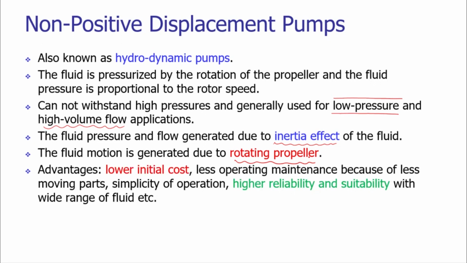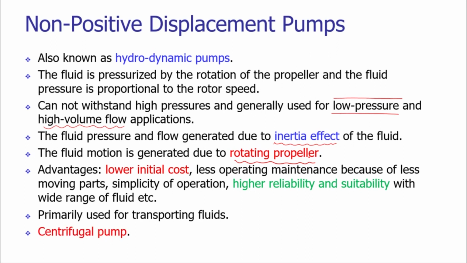These pumps have low initial cost. Their maintenance is also quite easy because the number of moving parts is less. The construction is simple. The reliability of these pumps is quite high and they are suitable for a wide range of fluids. It can be water, it can be any sort of oil or chemical. We can easily have the hydrodynamic nature of fluid flow by using these non-positive pumps. The primary purpose of the non-positive pump is for transportation, for conveyance. And the best example is the centrifugal pump.